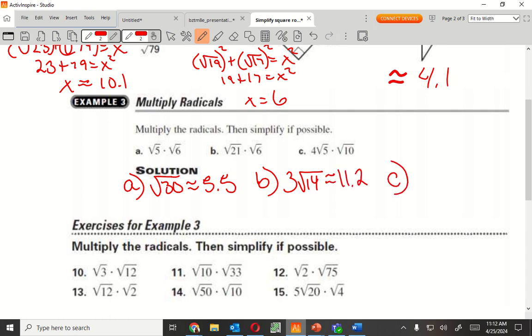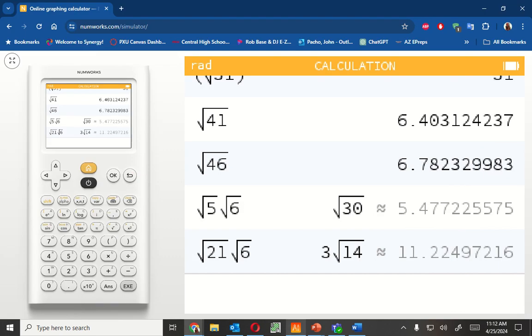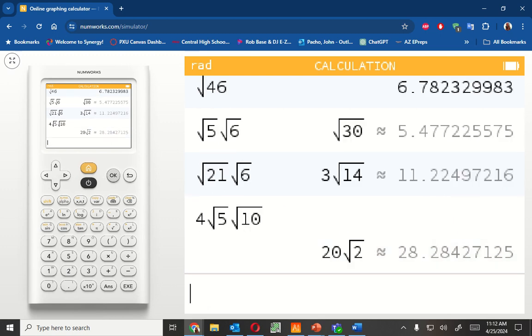And for C, 4 root 5 times 10, 4 square root 5, arrow over, times radical 10. Again, with the simplification here. So it's going to be 20 rad 2, which is approximately 28 point what? 3. 28.3, because this 8 is going to make that 2 go up. So 20 rad 2 is 28.3.